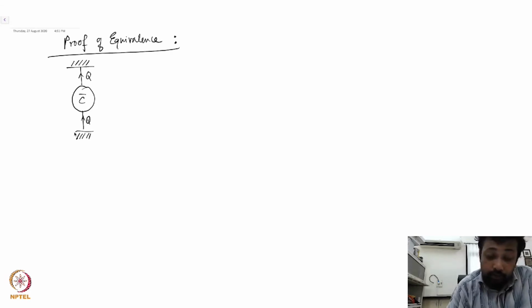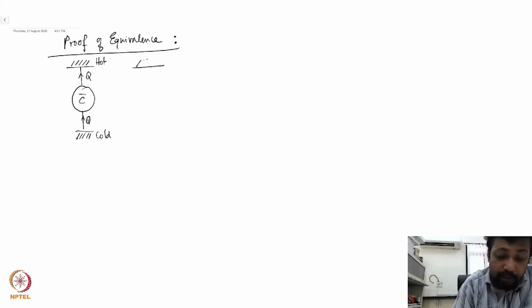Now what can I do? So this machine clearly violates Clausius statement because I can see that the heat has been extracted from the cold reservoir. So this is the hot reservoir and this is the cold reservoir. The heat has been extracted from the cold reservoir and has been dumped into the hot reservoir.